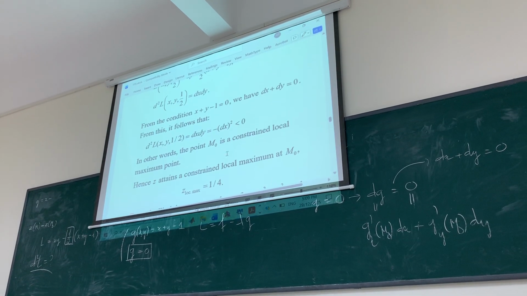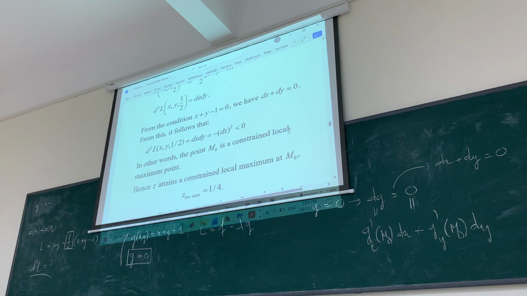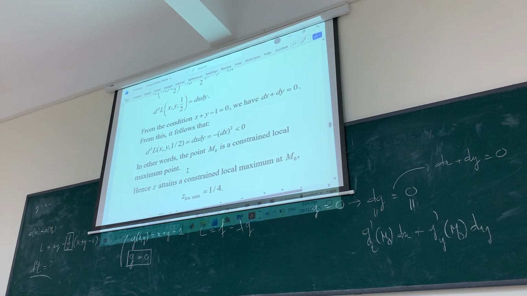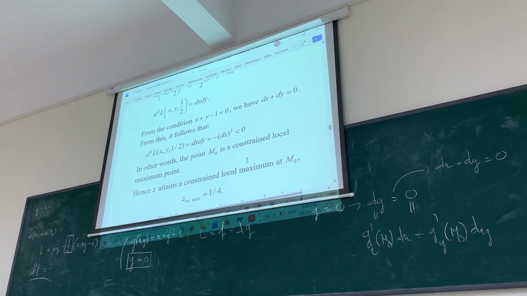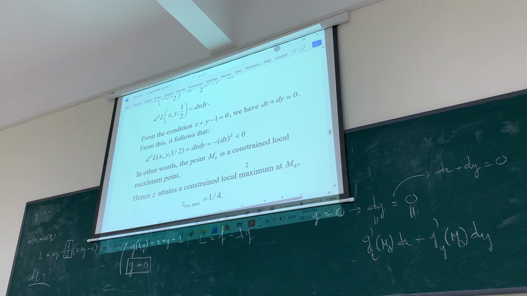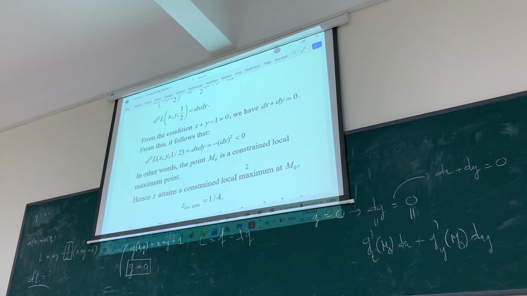Okay? So the point M0, 1/2, 1/2 is a local maximum point, depending on the property related to d squared L. Hence, z reaches a local maximum at this point M0. We can estimate the value here: z local maximum is equal to 1/4.